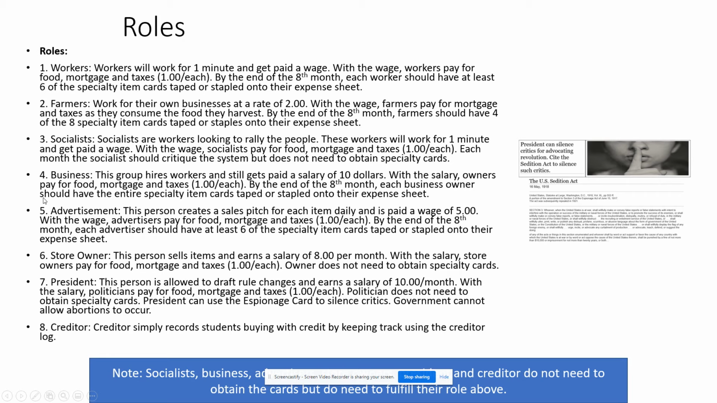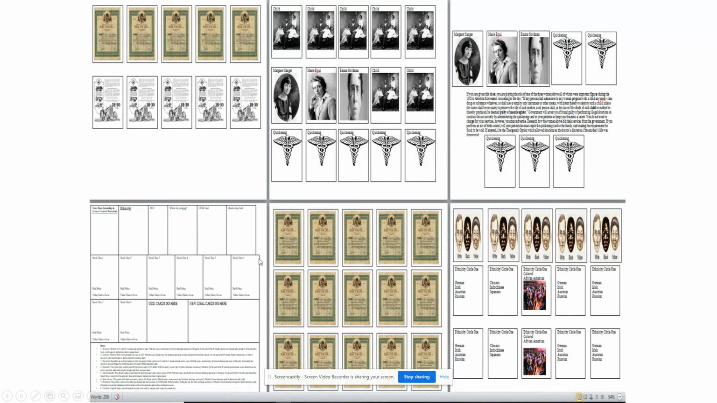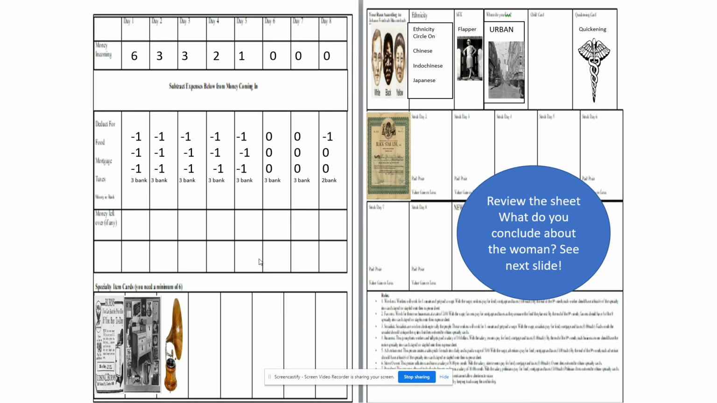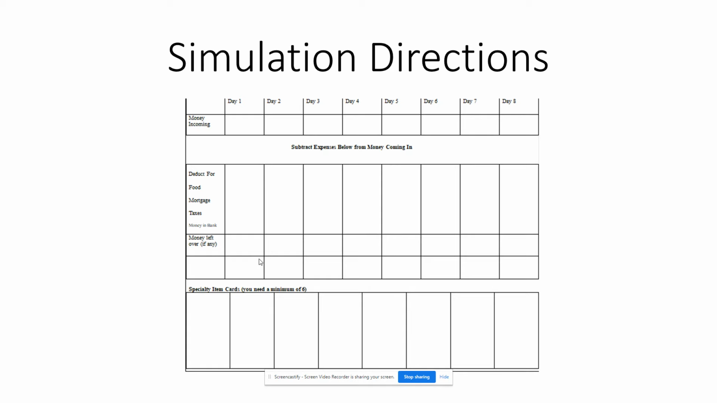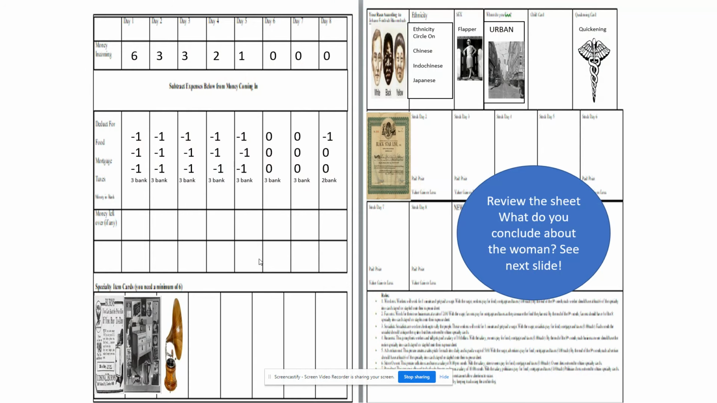Workers are in conflict with business. They may also be in conflict with the creditor, who is down here, keeping track of how much people are paying with credit. So the way this works is you're going to be trying to obtain a series of these cards. If we were in class, these things would be in some cases distributed at random, and in some cases you would have to earn them. This is what the sheet needs to look like by the time you're done filling this out. So a blank sheet looks like this, and one that's completed looks like this.